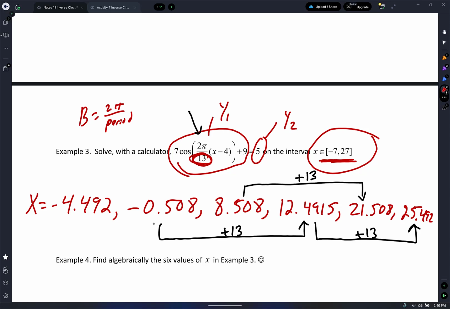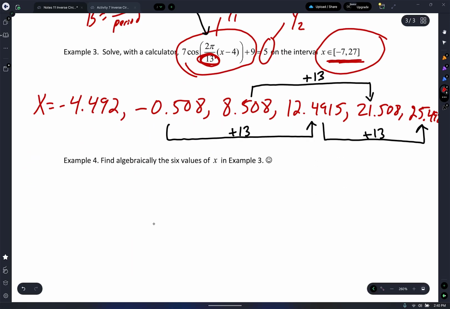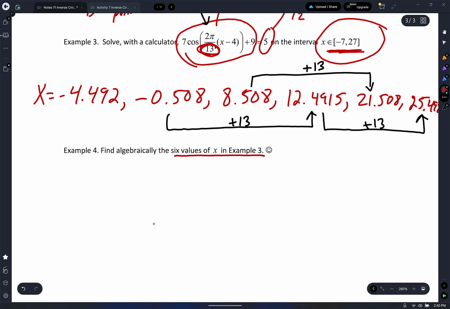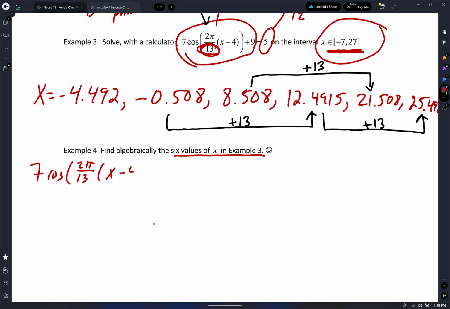All right, so I need your A game. You guys ready? It says here, find algebraically the 6 values of x in example 3. So they want me to do algebra. So here we go. I'm going to start by writing the equation: 7 cosine, parenthesis, 2 pi over 13, parenthesis, x minus 4, close, plus 9 equals 5. Start by doing that.